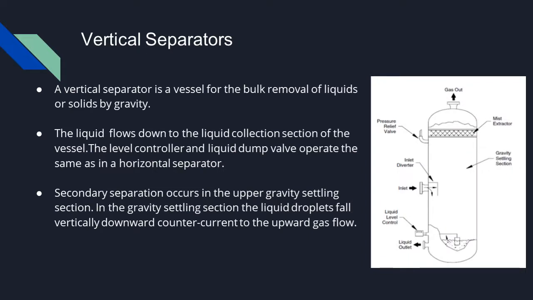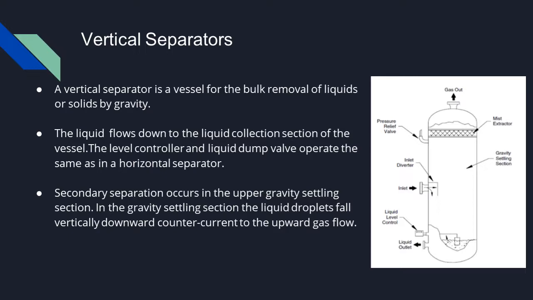Now, my main topic is the vertical separator. So I will first define the vertical separator. A vertical separator is a vessel for the bulk removal of liquid or solid by gravity. Basically, its orientation is vertical. On the right side you can see the picture of the vertical separator. The components of a vertical separator are the inlet diverter, liquid level controller, outlet, pressure relief valve, mist extractor, and the gravity settling section.